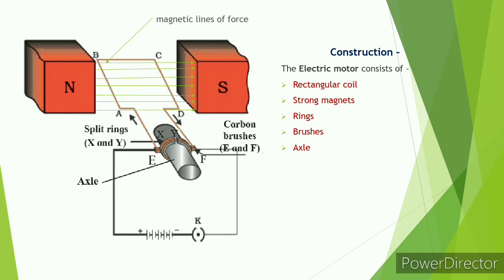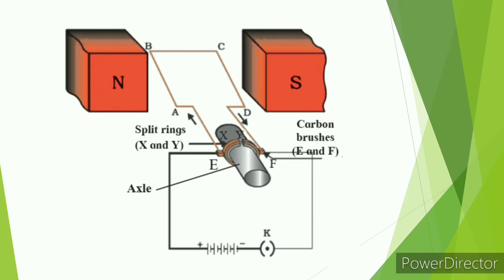Now, when we complete the circuit, the current flows in the branch AB of the loop, and this current flows from A to B through the carbon brushes E and F. The direction of the magnetic field is from north pole to south pole. According to Fleming's left hand rule, a force is exerted on the branch AB and pushes the branch AB down.